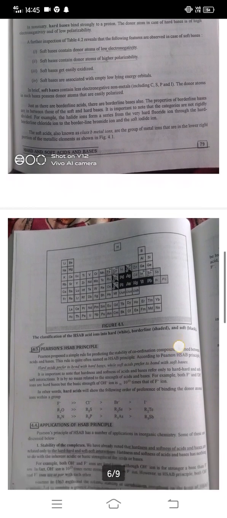Just as there are borderline acids, there are borderline bases also. The properties of borderline bases are intermediate between those of the soft and hard bases. It is important to note that the categories are not rigidly divided. For example, the halide ions form a series from the very hard fluoride ion, through the borderline chloride ion, to the borderline bromide ion and the soft iodide ion.